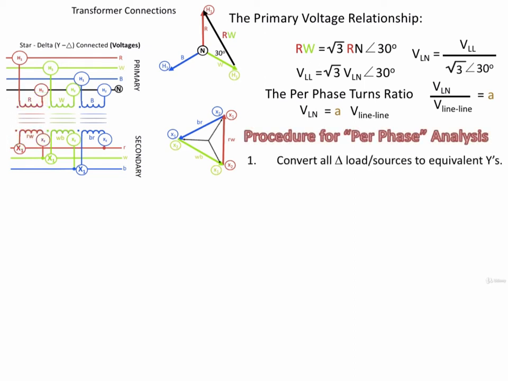Now, as I said, I want to develop a per phase equivalent circuit. So in starting to do a per phase analysis, we have to work with Y-connected sources and loads. So we have to convert all of our delta sources and loads to Y connections. So I'm going to develop a hypothetical neutral on the secondary side because there isn't one, but because it is a balanced system, I can develop a hypothetical neutral for the secondary.